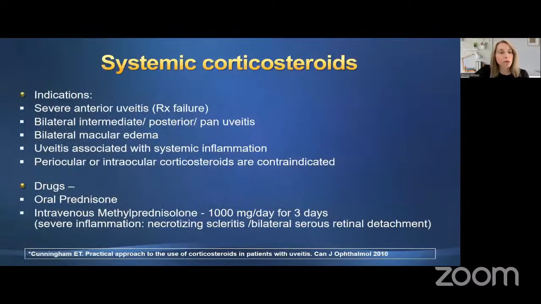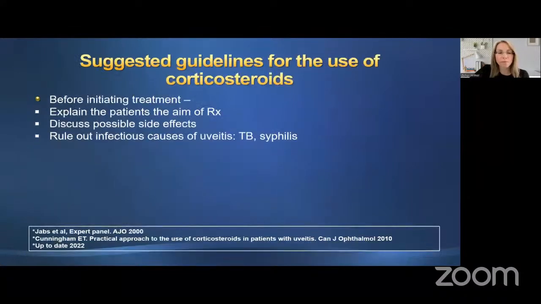And the last option is using systemic corticosteroids. There are several indications for this treatment, and these include severe anterior uveitis cases in which other treatments failed, bilateral posterior segment uveitis, bilateral macular edema, uveitis associated with systemic inflammation, and if there is contraindication for the use of periocular or intravitreal corticosteroids. The most commonly used drug is oral prednisone, and in severe inflammation, we may offer our patients the use of intravenous methylprednisolone for 3 days.